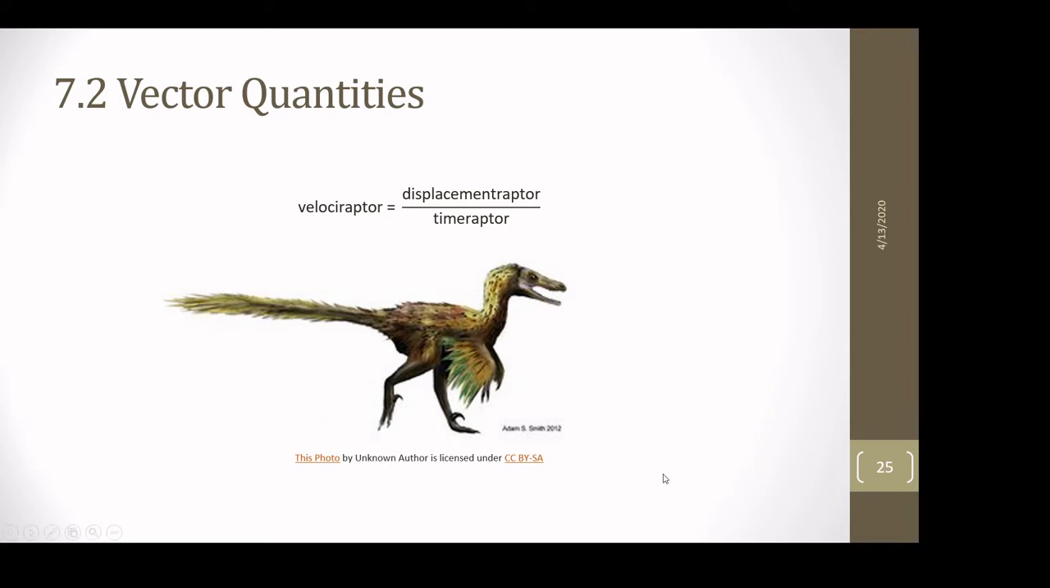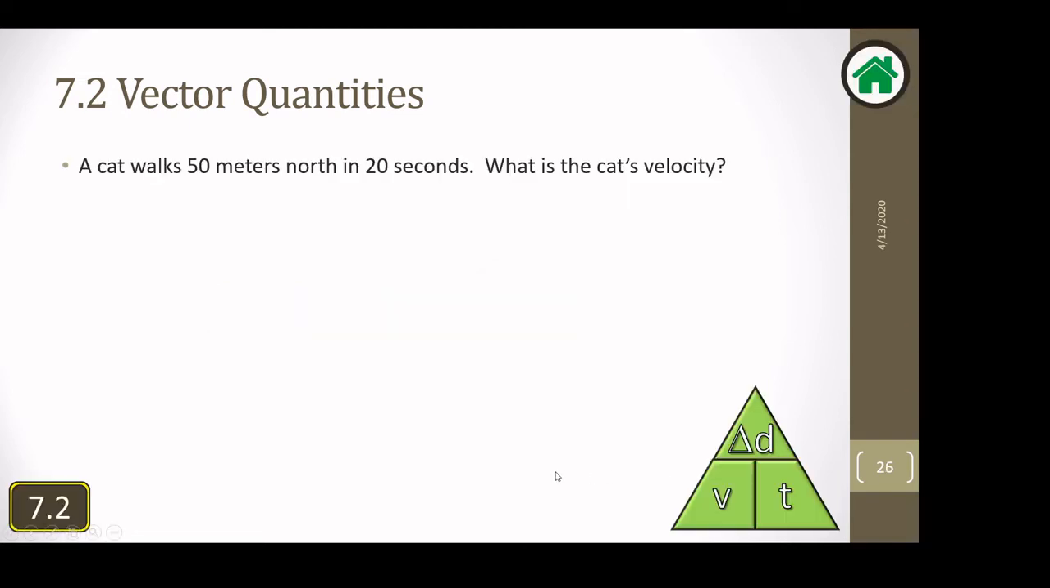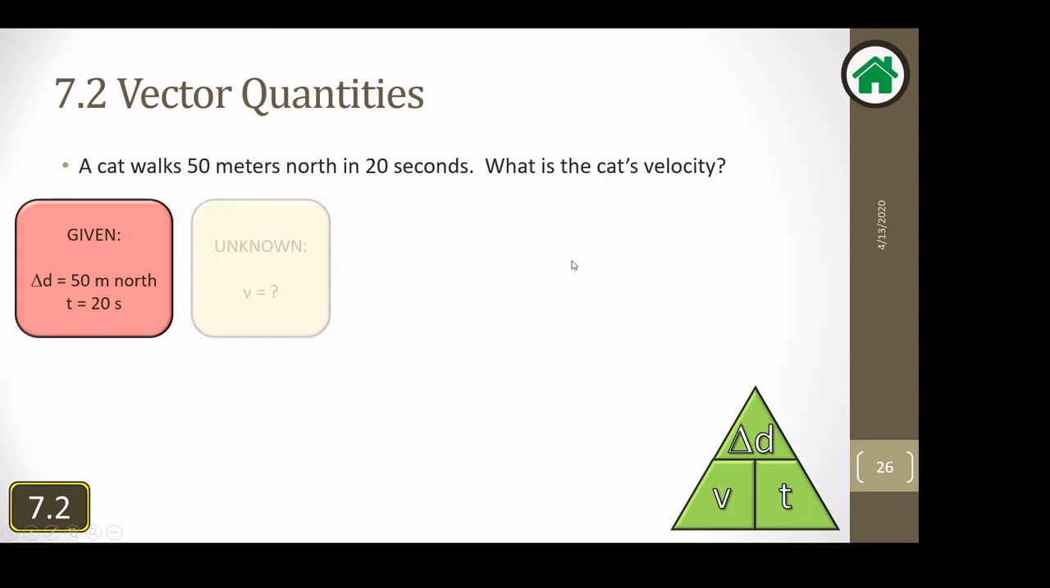Moving right along. So let's do some word problems with velocity. A cat walks 50 meters north, so we have a distance and a direction, so that makes it a displacement, in 20 seconds. What is the cat's velocity? So the given information: delta d is 50 meters north, and t is 20 seconds. Unknown is the velocity, so v equals question mark.